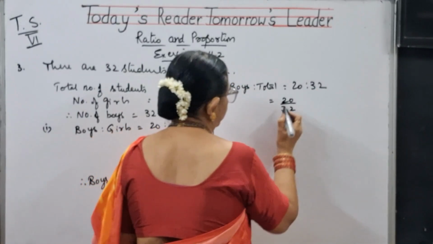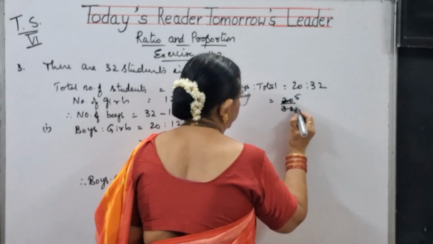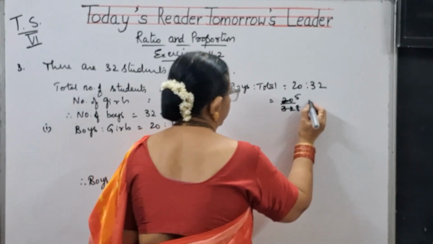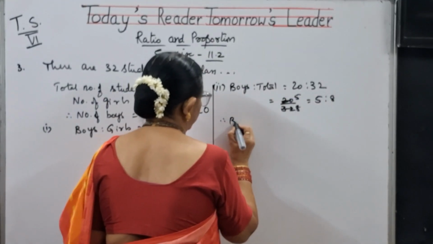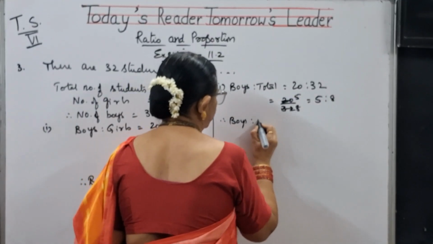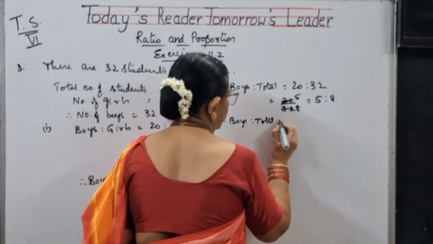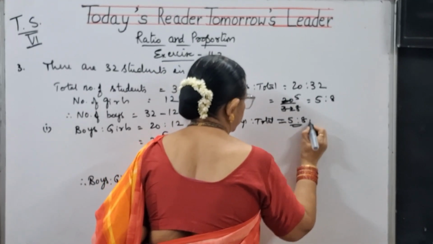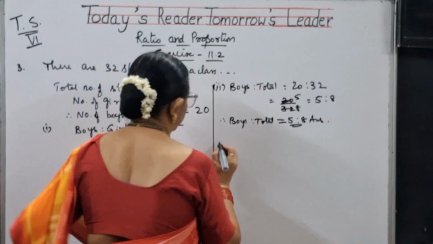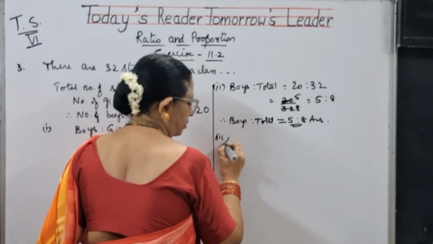So 4 fives are 20, 4 eights are 32, so 5 is to 8. So boys is to total is 5 is to 8. This is the answer. Now, third bit.